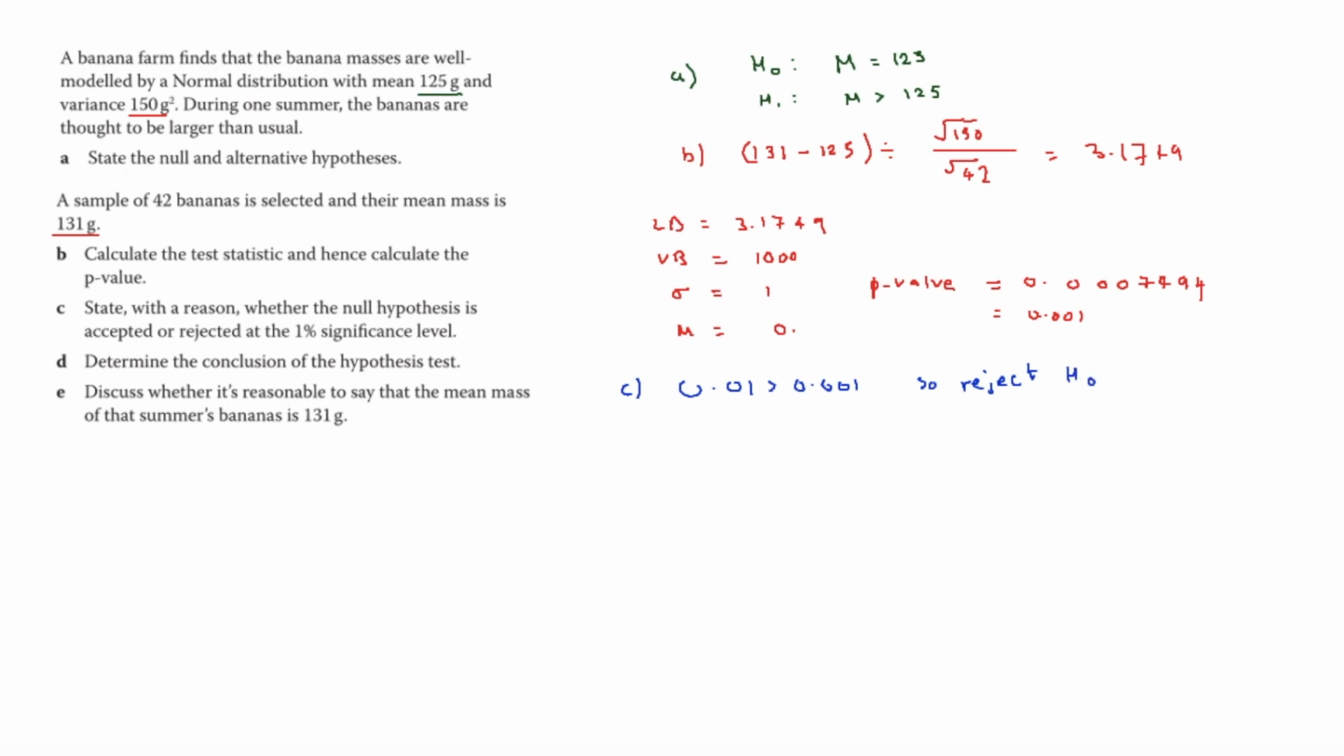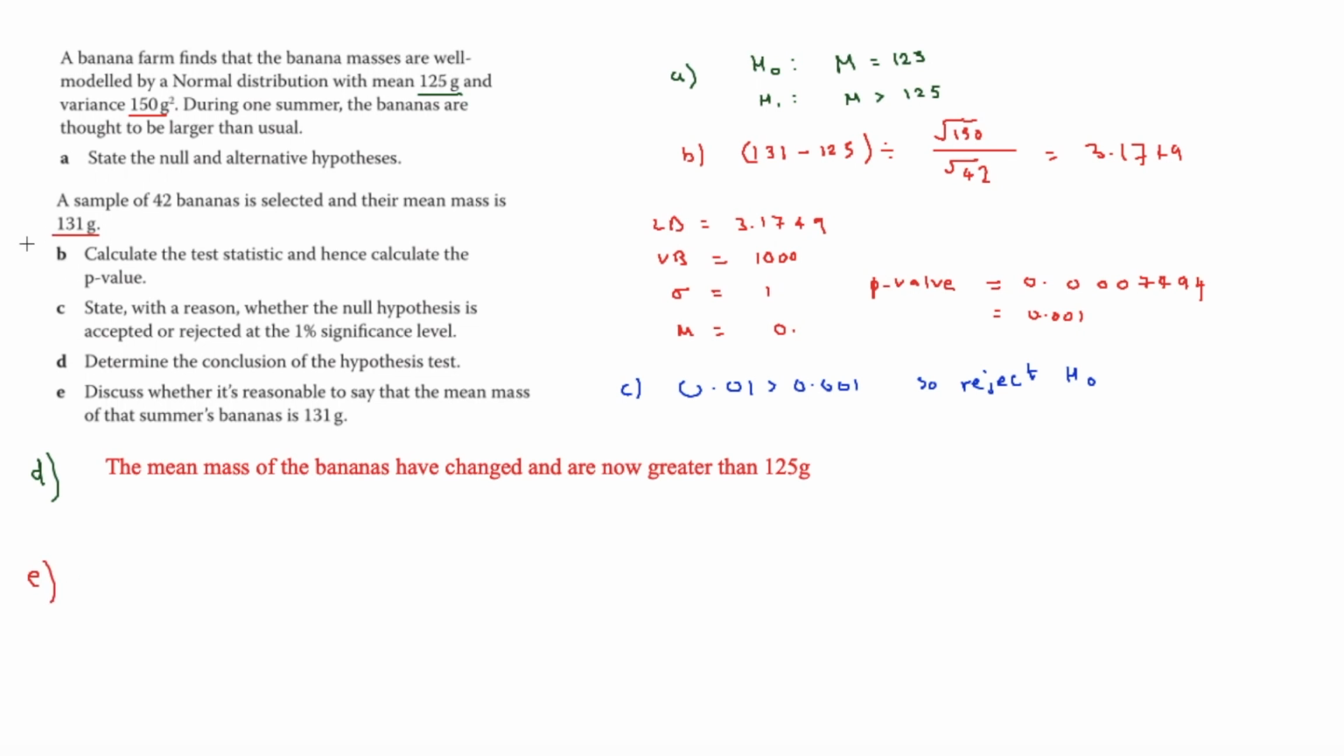Then if we go on to D, it will be asking us to determine the conclusion of the hypothesis test. This is a bit more of a wordy question. So we're going to say that the mean mass of the bananas has changed and is now greater than 125 grams.